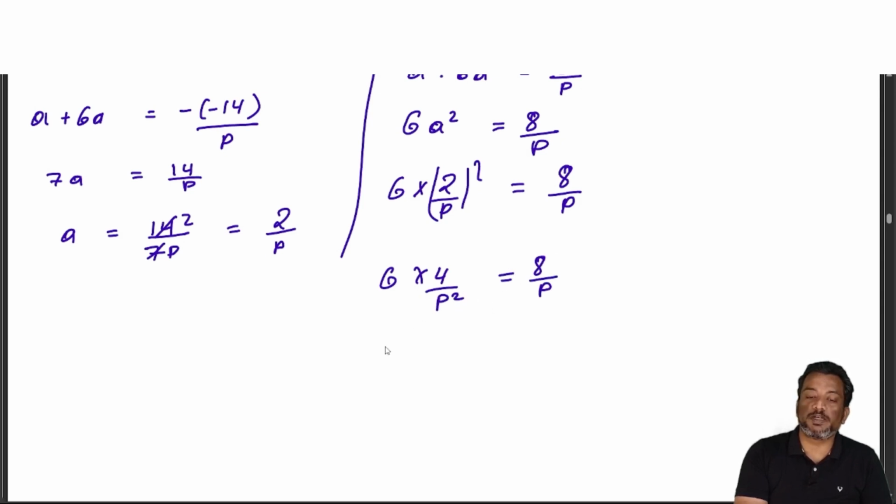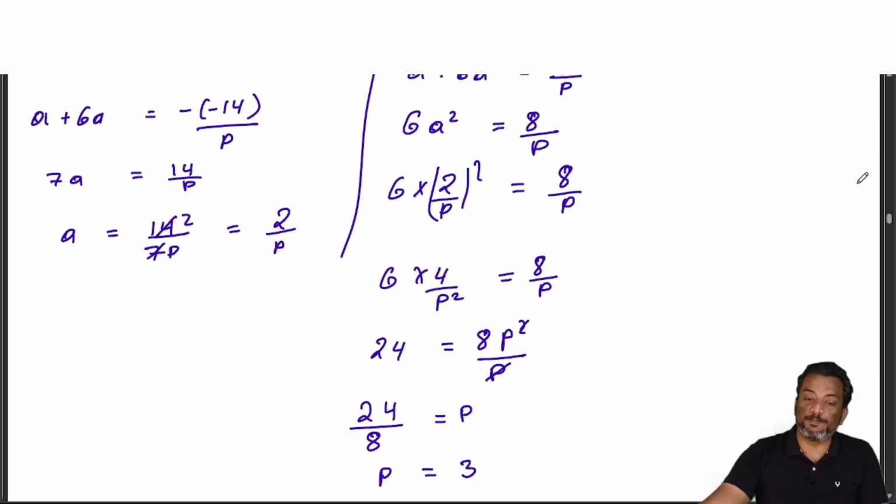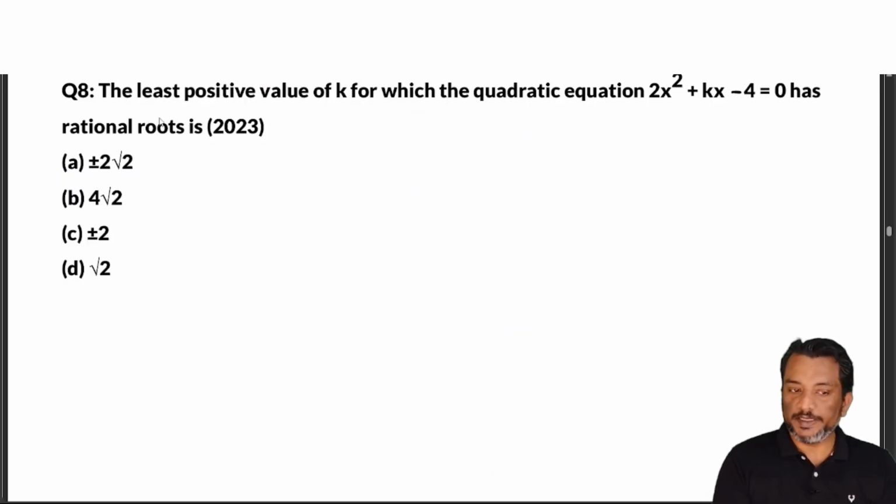Now after this, we get 6 times 4 over p square is equal to 8 over p. Now do the cross multiplication. So you will get 24 is equal to 8p square over p. So this p and this p get cancelled. So 24 over 8 is equal to p, which means your p value will be 3. Hope you understand. This is a 2023 question.